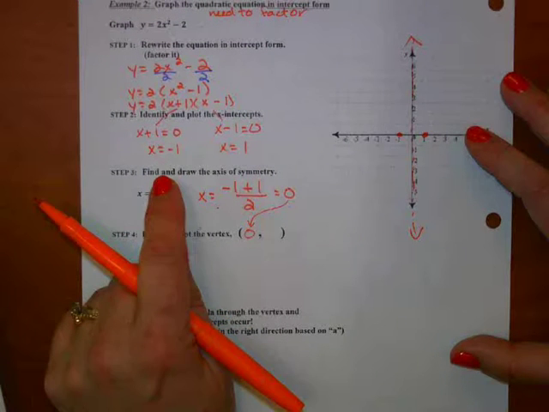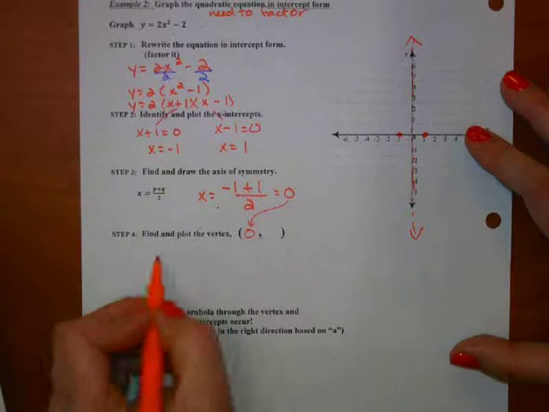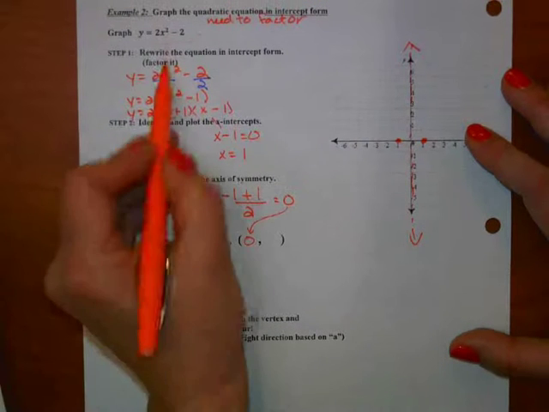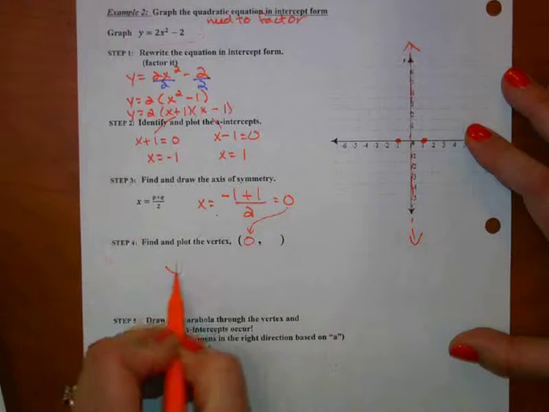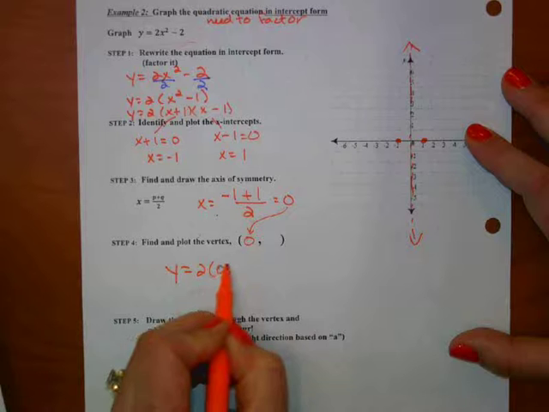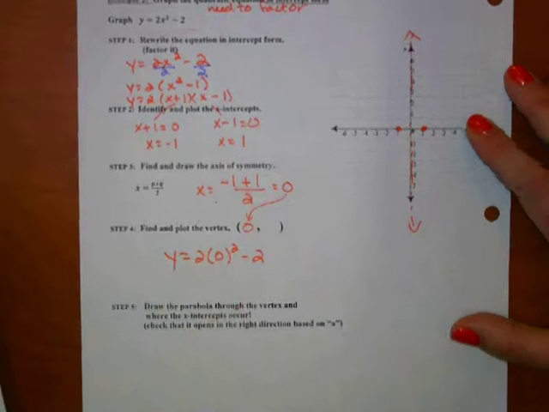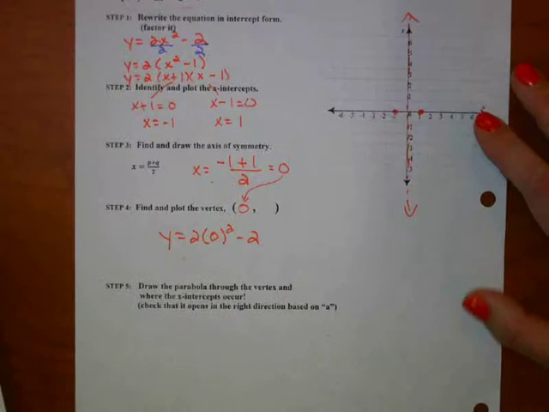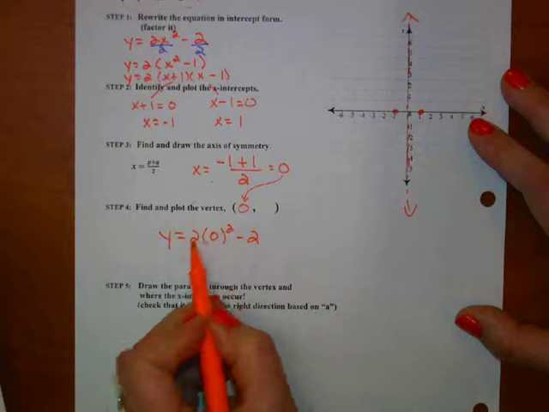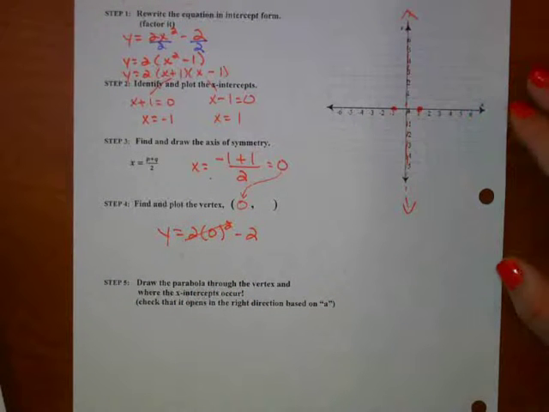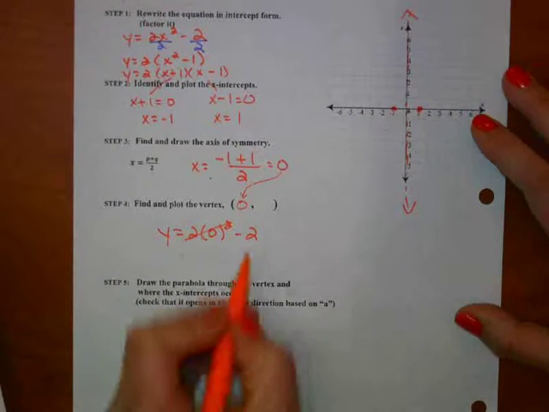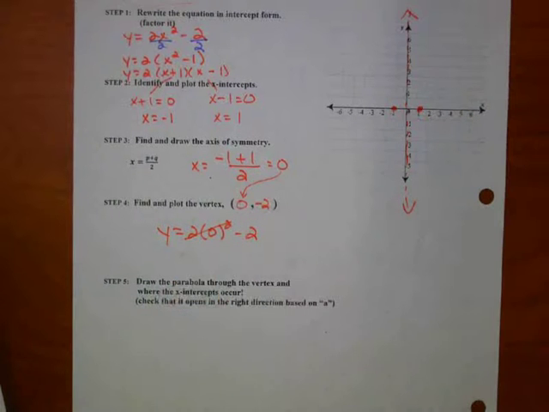Then I plug it in, and I can just use the original equation. I could do that. 2 times 0 squared minus 2. What does it equal? Yeah, this is 0. This whole term is 0. So I'm left with -2, so that goes in there.